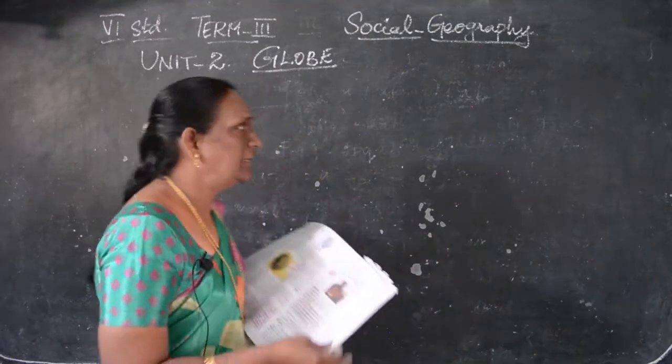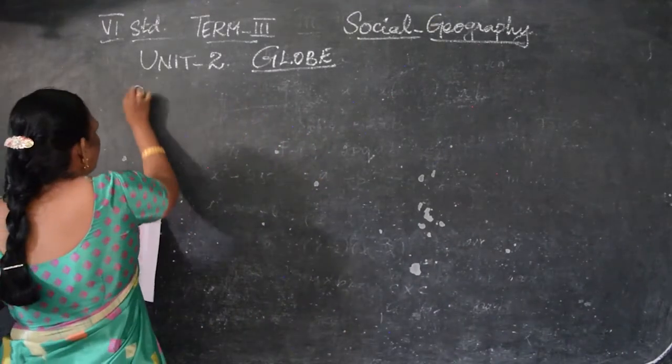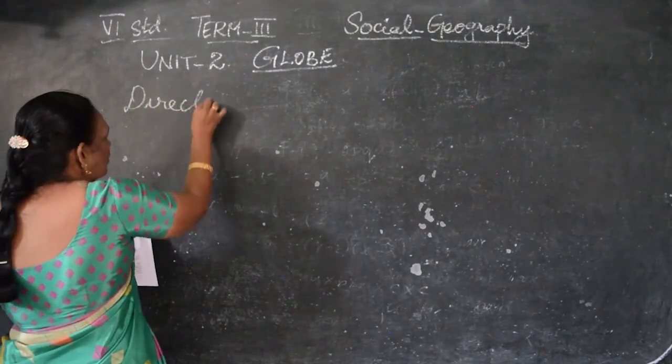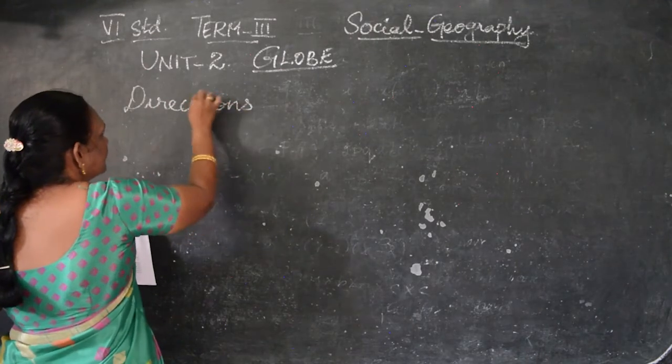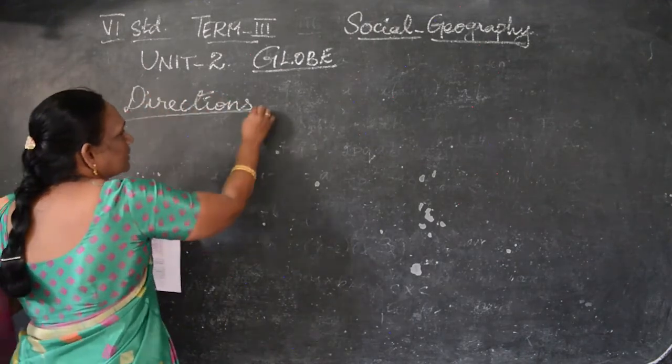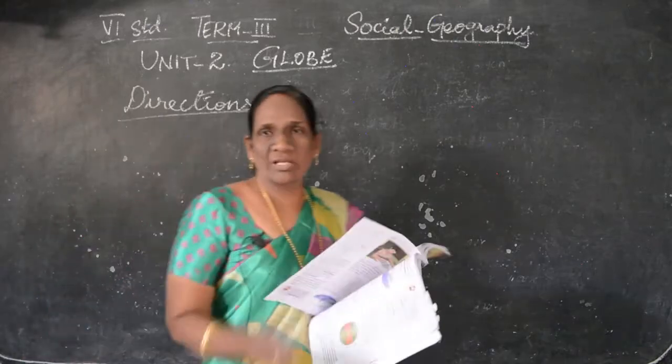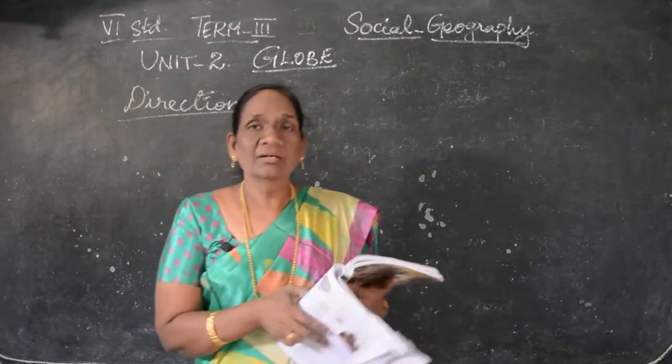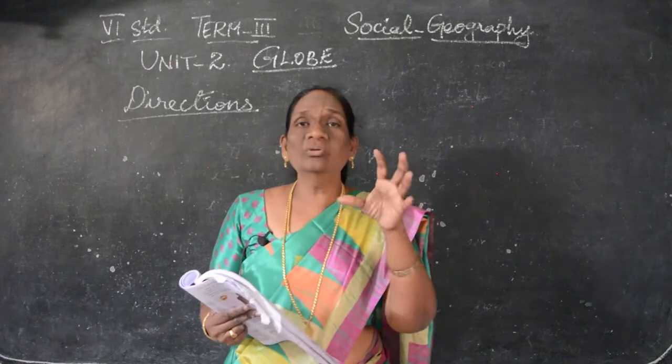Understand? How many directions are there, children? Yeah, somebody is saying there are 4 directions. What are they? Yeah, north, south, east and west. Okay, the directions. Okay, how to know the direction?